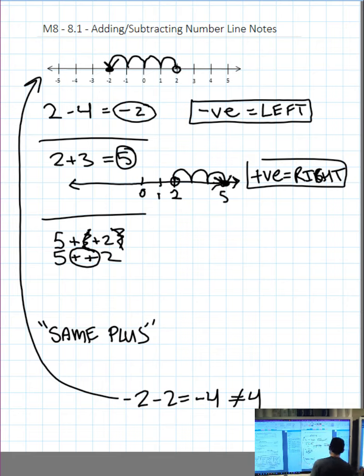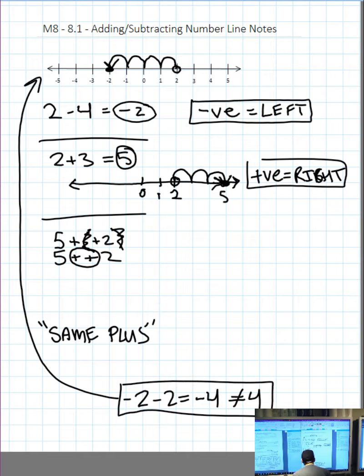In the next set of notes, I'm not exactly sure when, soon, we'll see that rule again when multiplying and dividing. We can use the rule same plus and again different minus in the notes. We'll go through this slowly, but just don't confuse rules and overlap rules. These rules are very, very simple, and we want to make sure that you understand the rules. So again, at the bottom of the page, I'm going to put a box around it. Minus 2 minus 2 equals -4 on the number line, not 4.